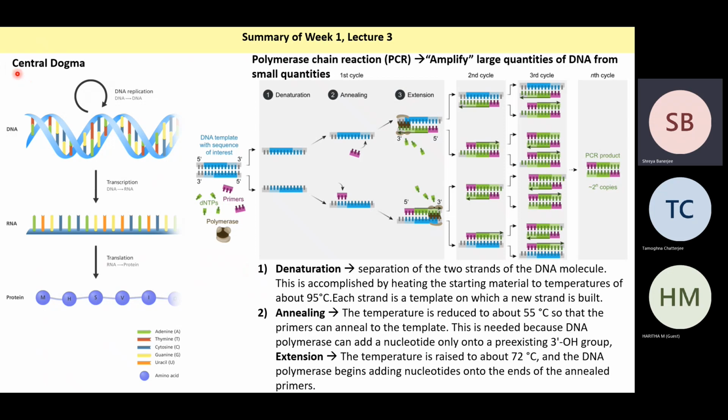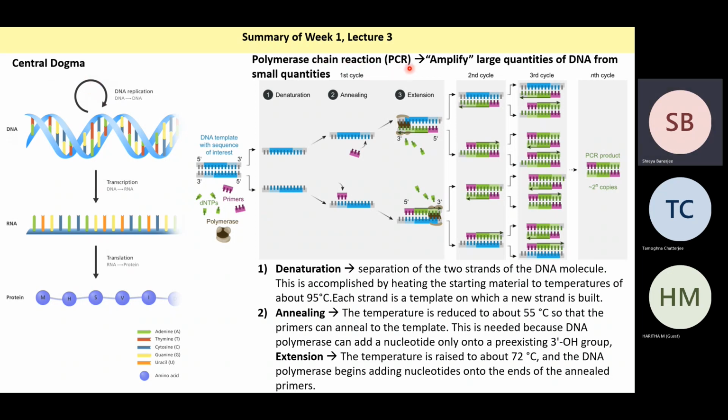Next comes the central dogma of molecular biology. Basically, the central dogma means that DNA can form other DNA through replication. From DNA, RNA can form through transcription, and from RNA, the protein can form through translation. And this is how life is interconnected, and it's called the central dogma.